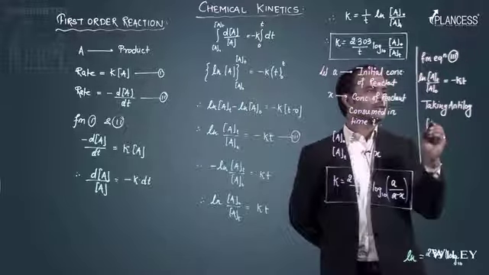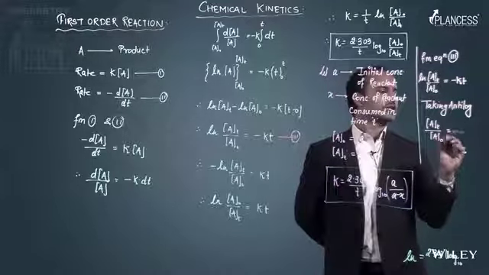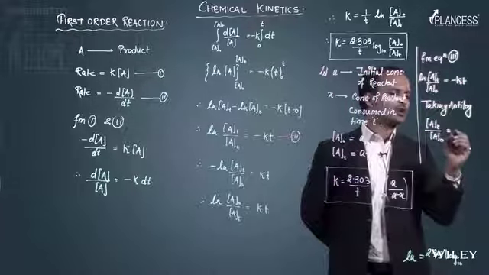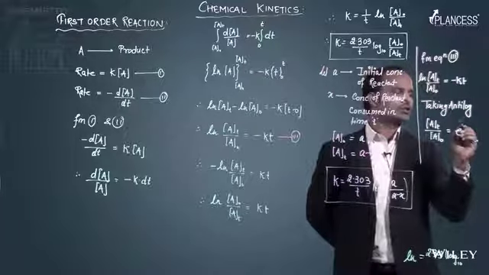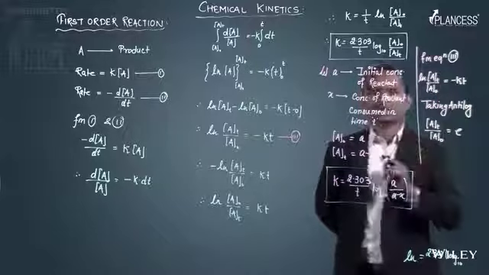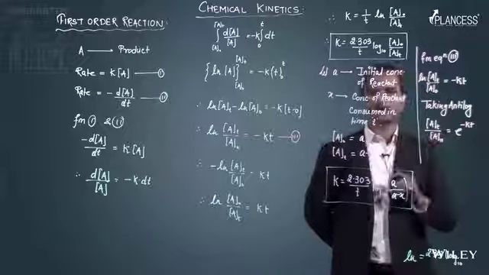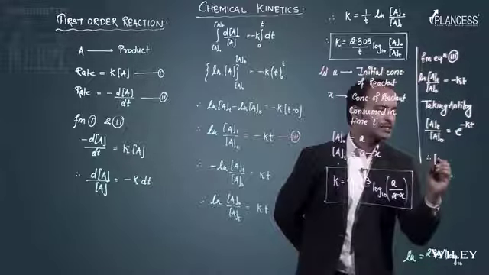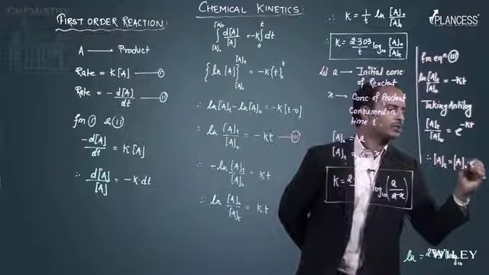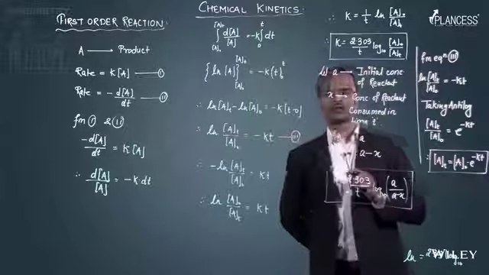If I take the antilog, it becomes At upon A0 is equal to the antilog of minus kt. So instead of writing antilog, I can write small letter e, the exponential, raised to the term whose antilog is to be taken. The term whose antilog is to be taken is always written as the power of e. So it is going to be e to the power minus kt. So here I can write At is equal to A0 into e raised to minus kt. This is the third form for the first order reaction.